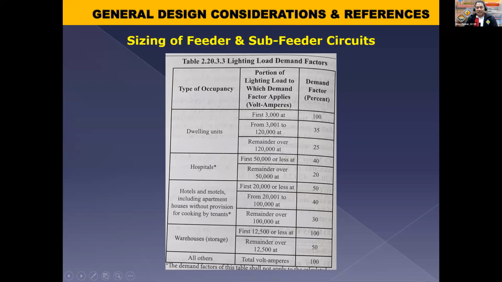For hospitals, ito rin, iba din siya. 40% yung first 50 kVA, so mas mababa yung demand factor kay hospital. So on and so forth. Makikita mo itong table na ito sa PEC natin. Okay? So, use this one po. Kung talagang gusto mong maglagay ng analysis paano na-derive yung demand factor, ito yung process natin. Okay?